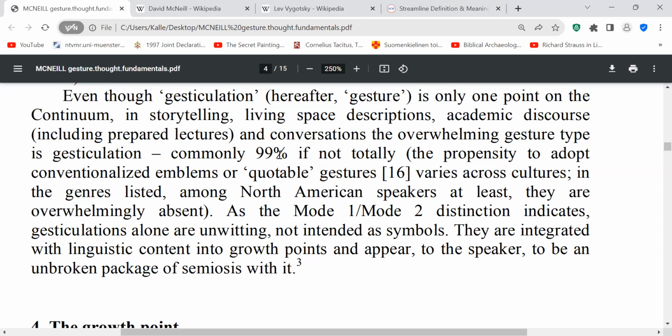As the mode 1, mode 2 distinction indicates, gesticulations alone are unwitting, not intended as symbols. They are integrated with linguistic content into growth points and appear to the speaker to be an unbroken package of semiosis with it. And there I put a stop.